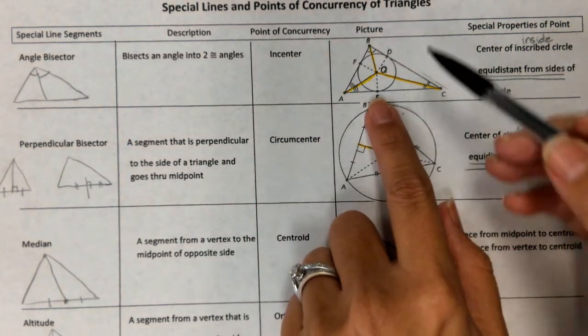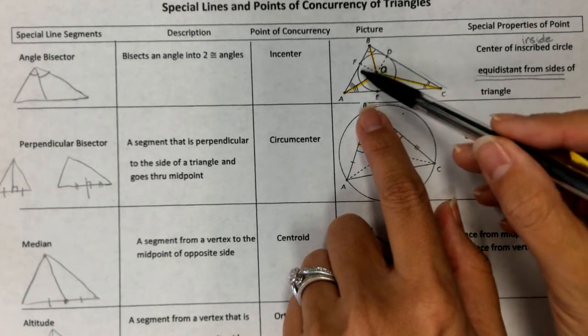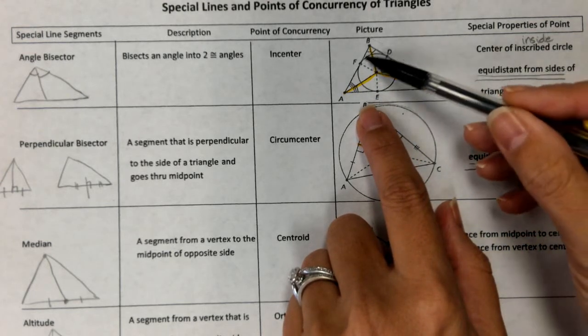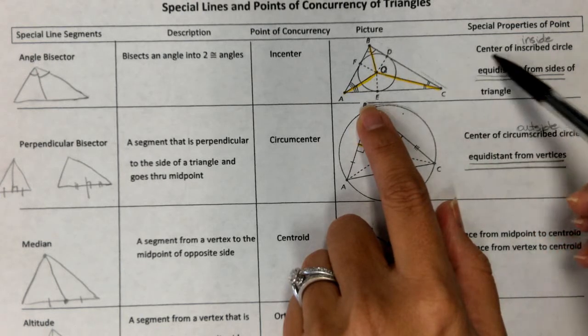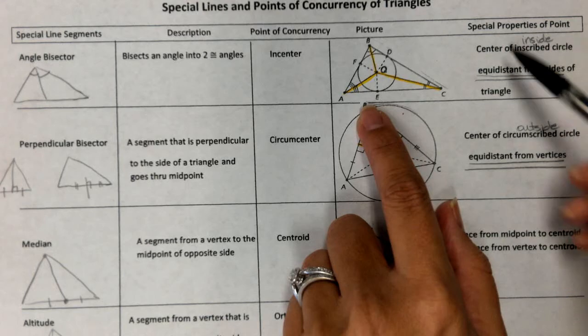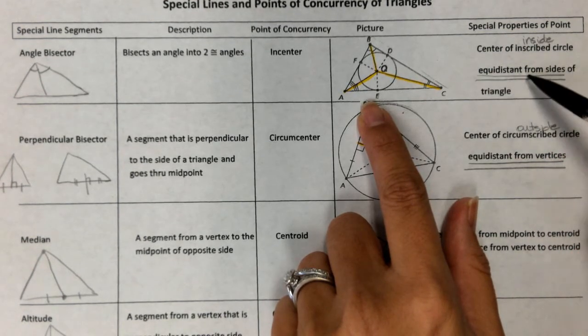So here's what we're actually talking about. We're talking about the center of an inscribed circle. Inscribed simply means it's on the inside of the triangle. So that's what I've written over here. And this is the takeaway from an incenter. It is equal distance from the sides.